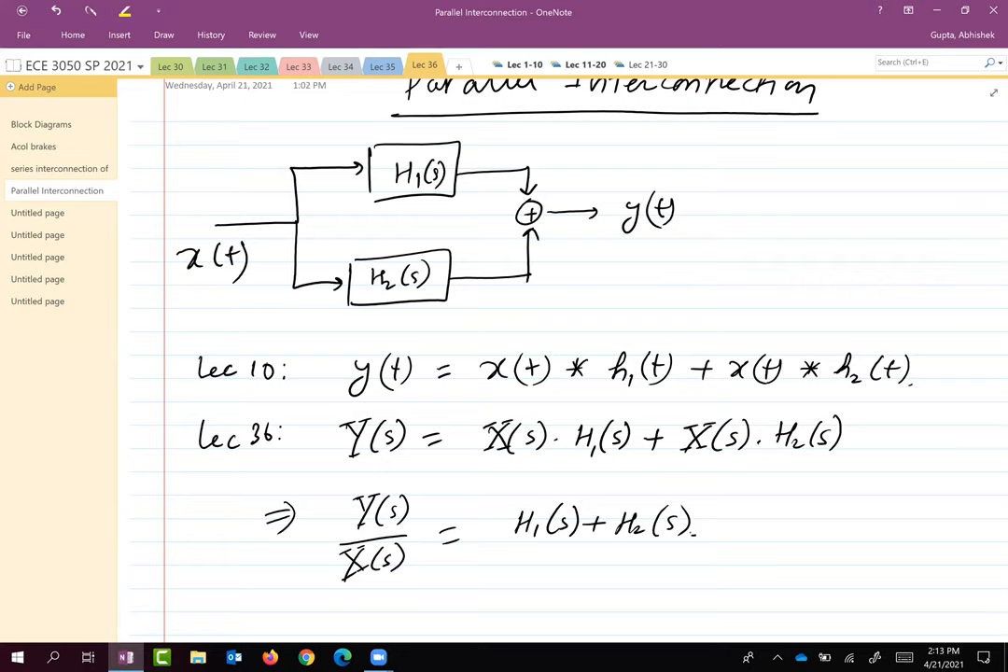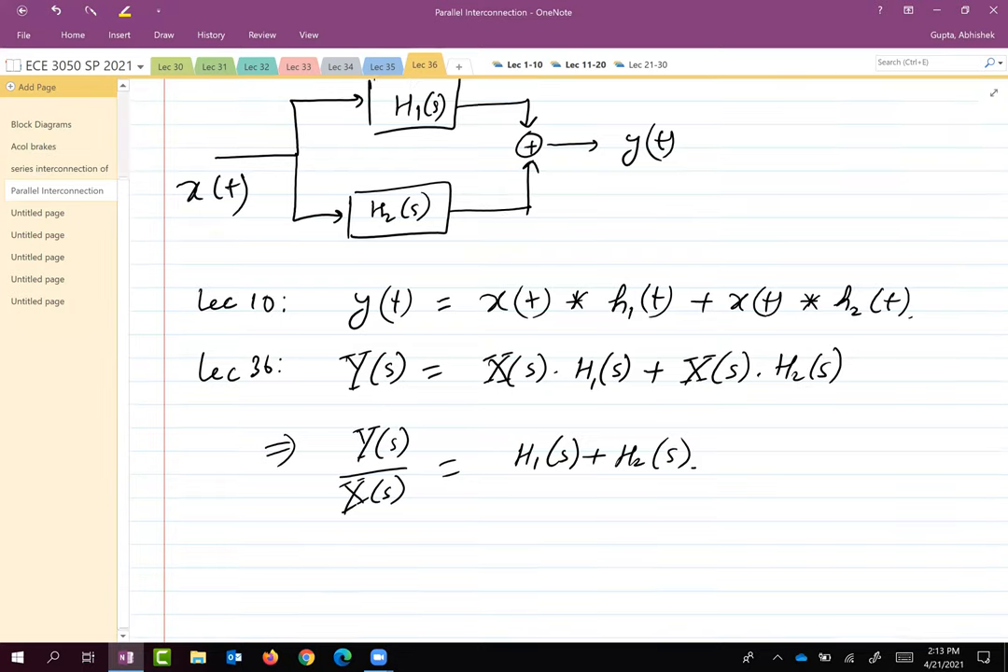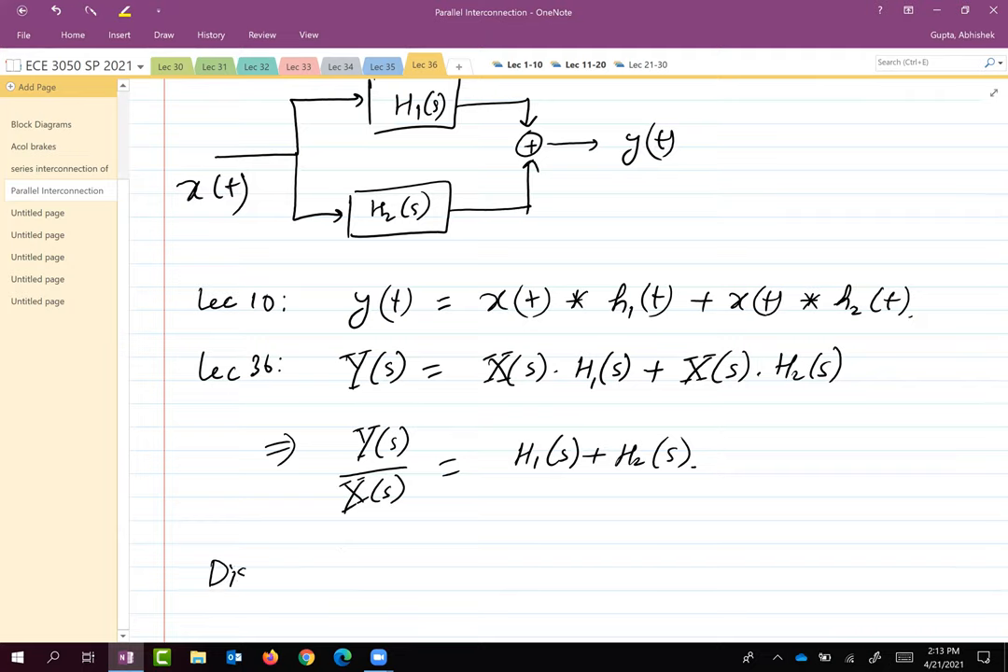Any questions so far? By the way, the same thing will happen for the discrete time system as well. So in discrete time, Y of z over X of z would be H1 of z plus H2 of z.